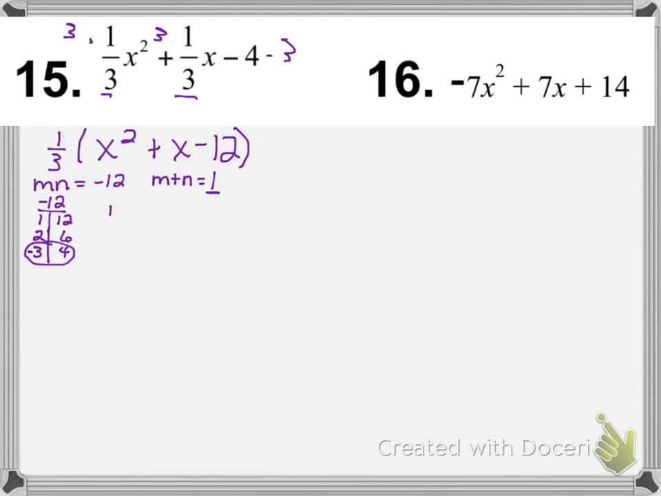So we have 1/3 times the quantity of x minus 3, x plus 4.